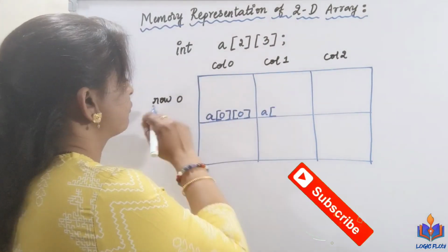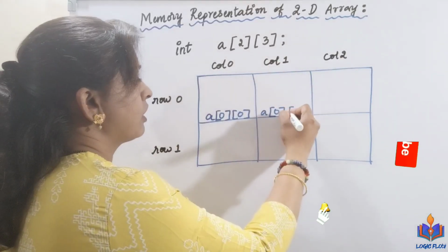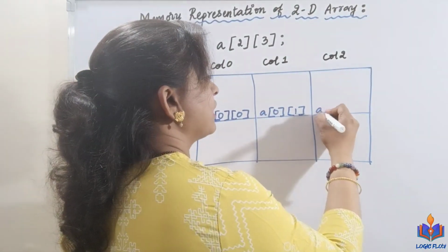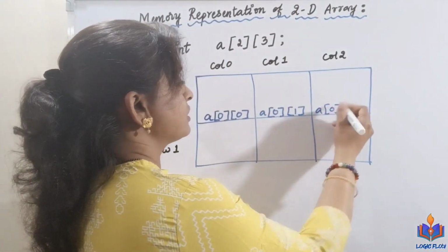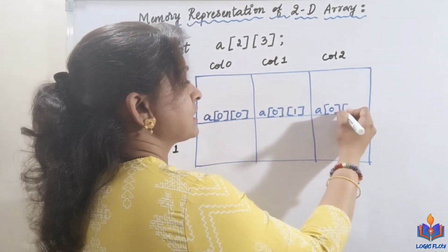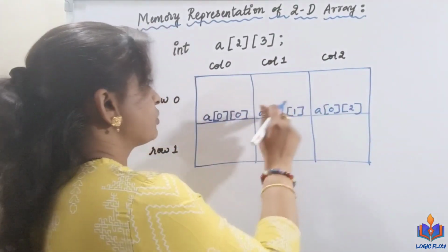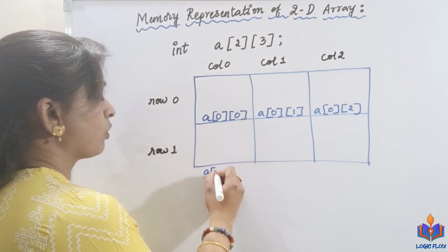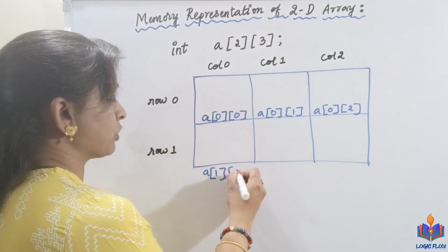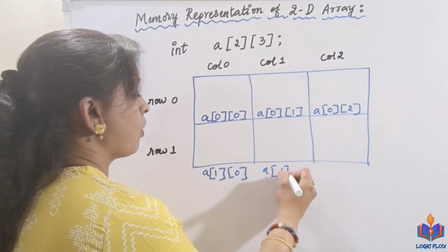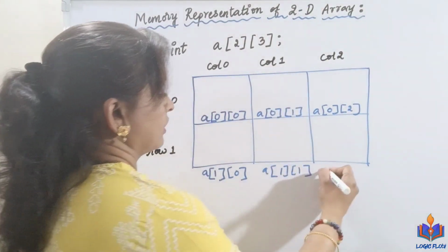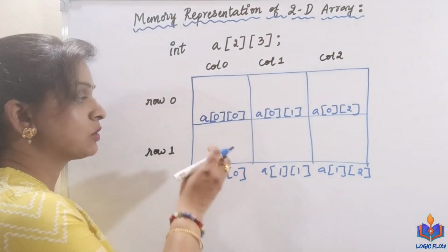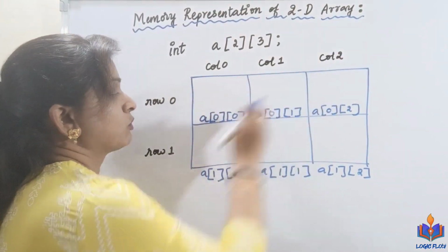Then A of row 0 and column 1. This is the index reference of the second element. Then A of row 0, the first subscript is always row, the second one column. So it is row 0, column 2. Same way, you have to proceed. It is A, row 1 and column 0. Again, row 1 and column 1. Row 1 and column 2. So this is how we refer to each and every element that we store here.